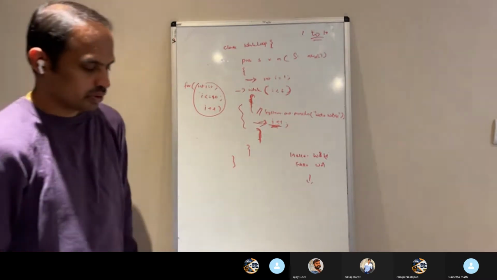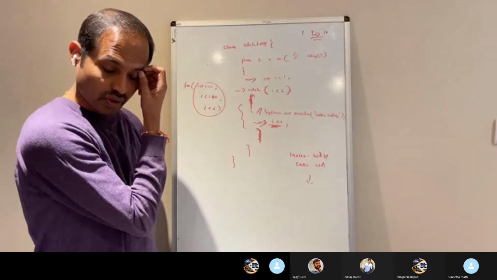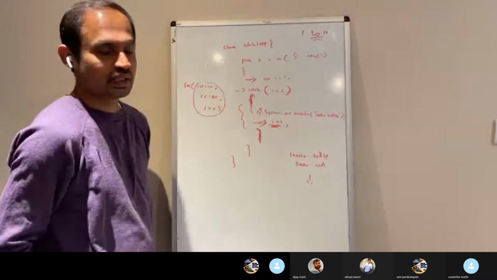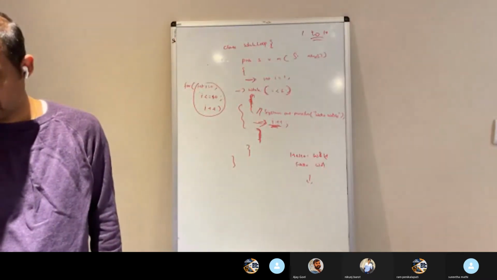So a while loop will be used when the number of iterations is not fixed. If we don't know the number of iterations, if it is not a fixed size, then we use a while loop. That you need to remember, the difference between while loop and for loop.